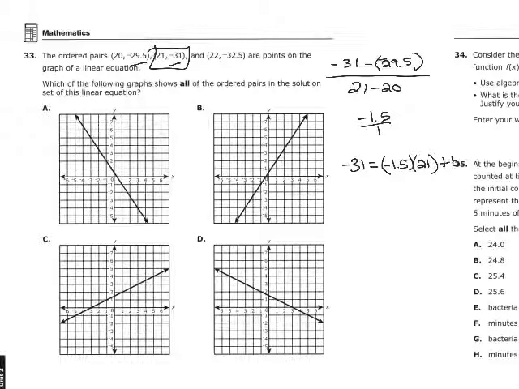This is going to give us negative 31.5, I believe. I've done that on my calculator already. And then plus b, add 31.5 to both sides. And we get b is equal to 0.5, or 1/2. All right, so the equation of our line is y equals negative 1.5x plus 0.5. So which one of these graphs meets this criteria?